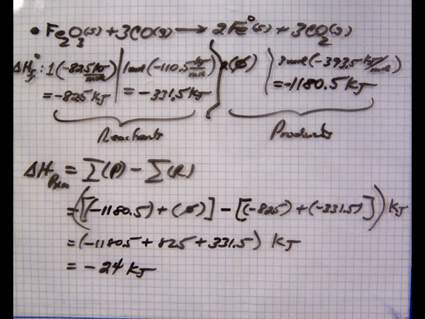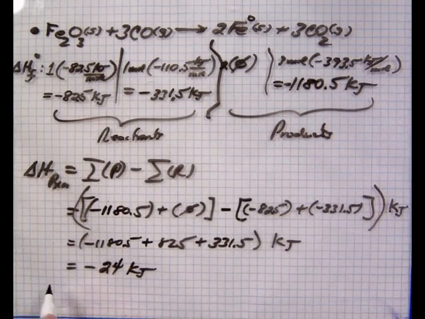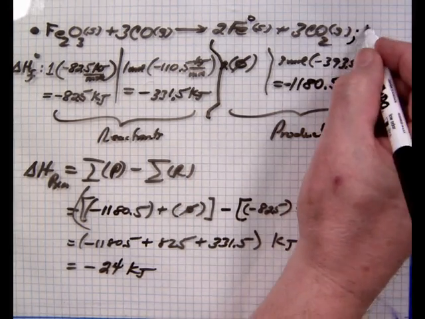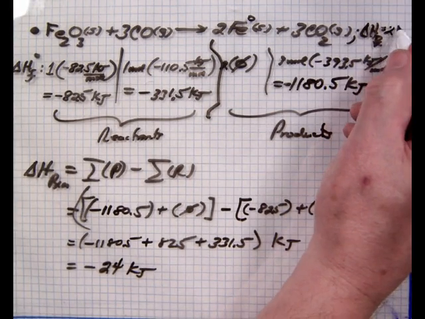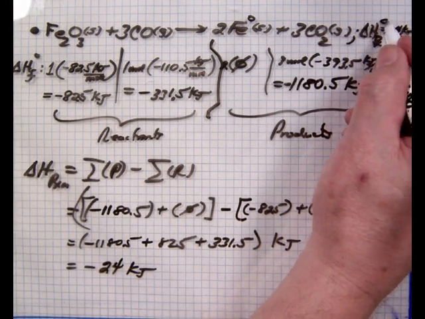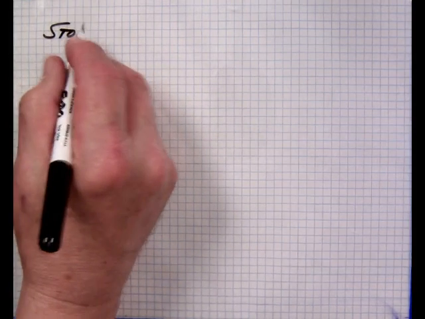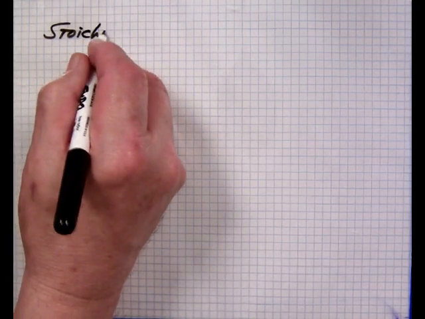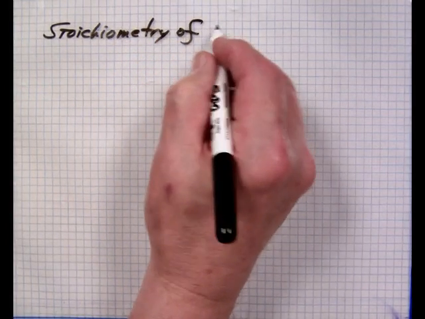Okay, so applying the algebraic addition, we come up with 24 kilojoules. So in this reaction right here, we can write delta H of the reaction is equal to 24 kilojoules, like that. Okay, this is stoichiometry. Thermochemical equations.